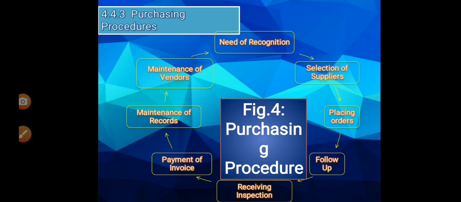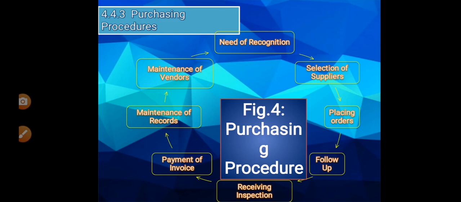Next is the payment of the invoice. When the goods are received in satisfactory condition, the invoice is checked before it is approved for payment. The invoice is checked to see that the goods were duly authorized to purchase, they were properly ordered, they are priced as per the agreed terms, the quantity and quality conform to the order, and the calculations are arithmetically correct.